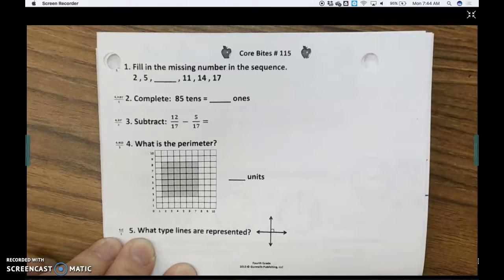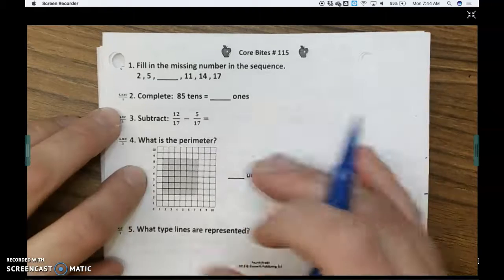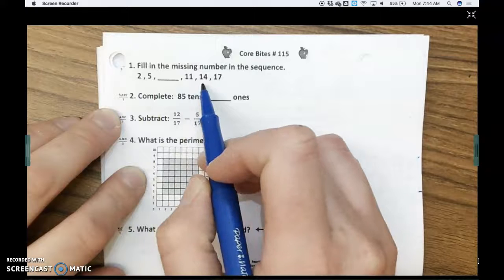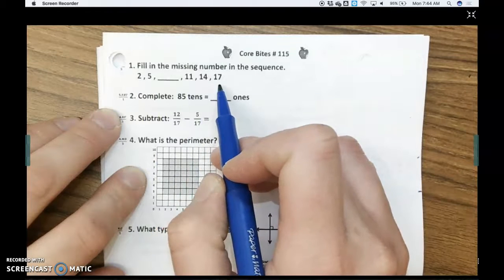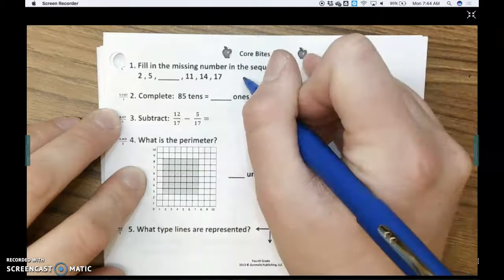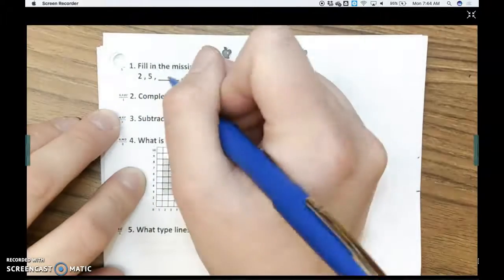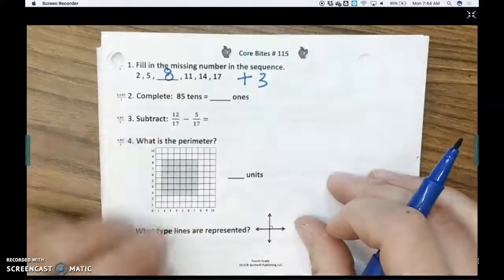So the first one is asking you to fill in the missing number. So let's see if you can figure it out with skip counting. So 2 to 5, you'd have to add 3. 11 to 14, you would add 3. 14 to 17, you would add 3. So your rule is to add 3. So 5 plus 3 would give you 8.